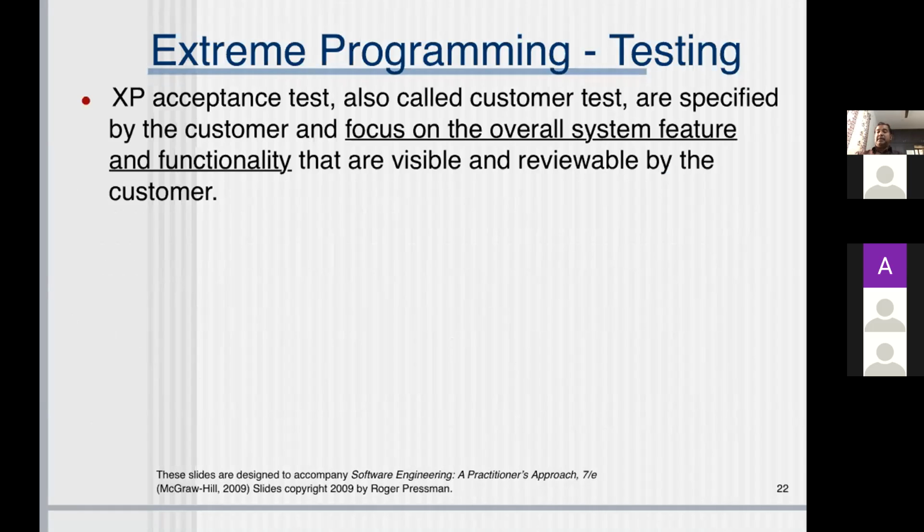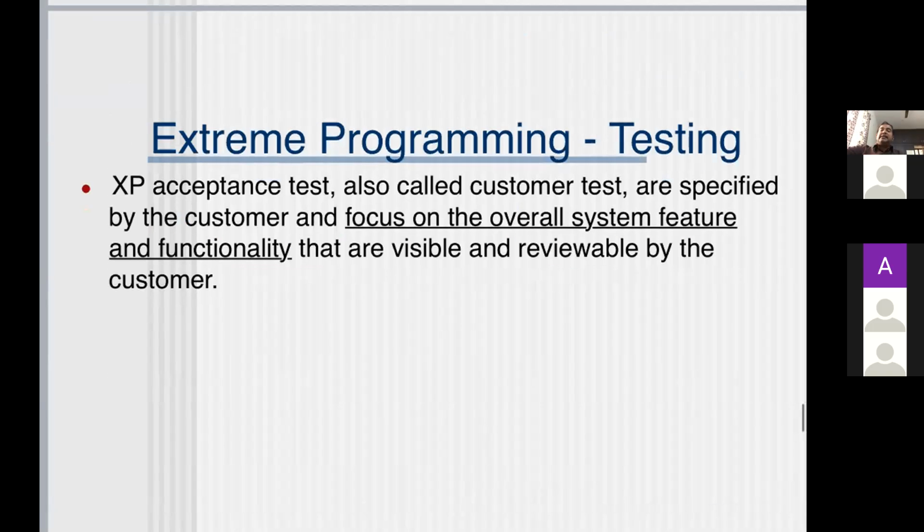So the XP acceptance test is otherwise called a customer test. Acceptance testing is always a customer test, because the customer is the only person who has to accept the product. It is specified by the customer and focuses on the overall system features and functionality that are visible and reviewable by the customer. So what we achieved in development, according to the client's requirements, the overall features and functionality, and whether the customer is going to be satisfied with the product we deploy to him. This is what we call the acceptance test in extreme programming.